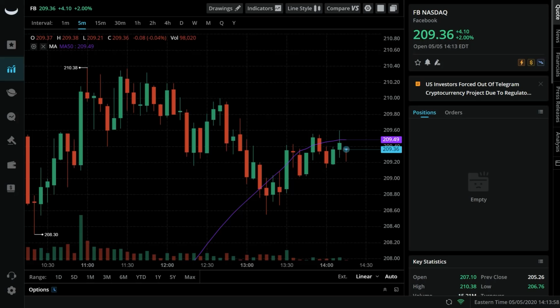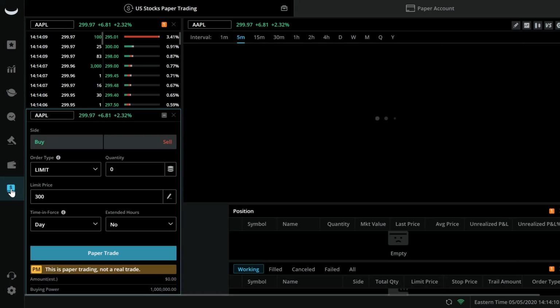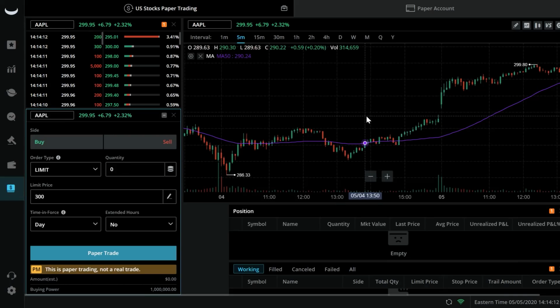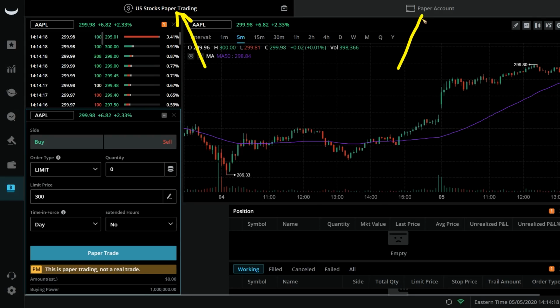Now, the first thing that I like about this is, well, let me take a step back. Let me just show you how to get to the actual paper trading portion of this. So you'll want to come over here and notice what pops up, it says paper trading. When you click on that, that's going to bring you up to a couple different choices up here at the top. You can see the paper trading, and then right here, the paper account.